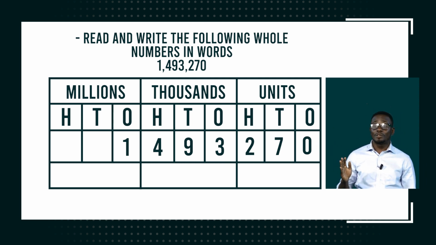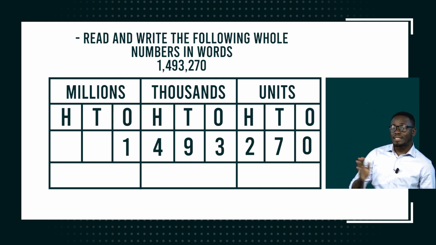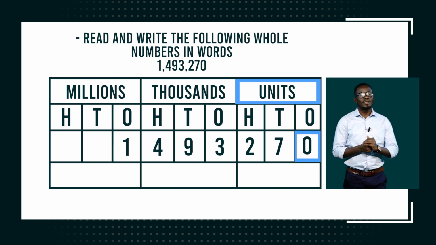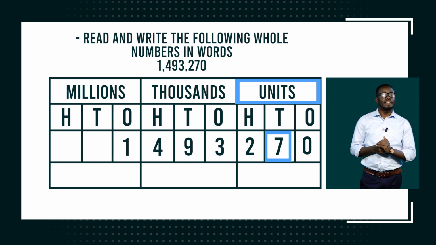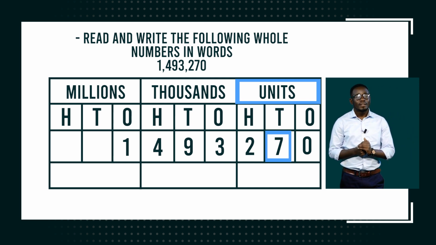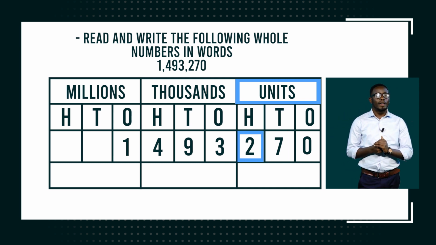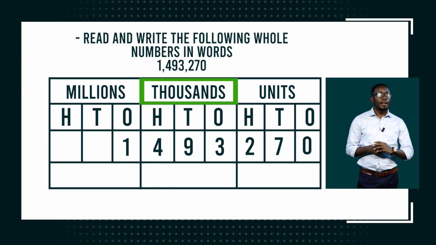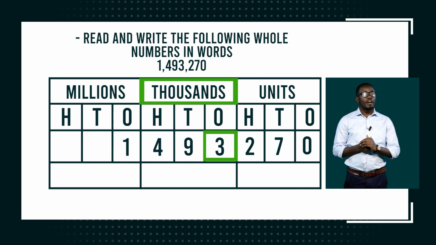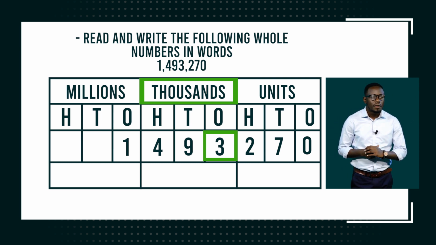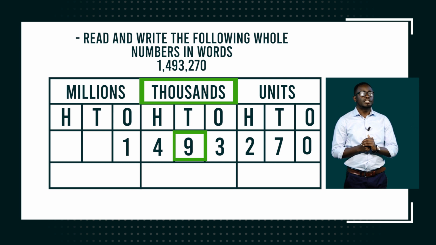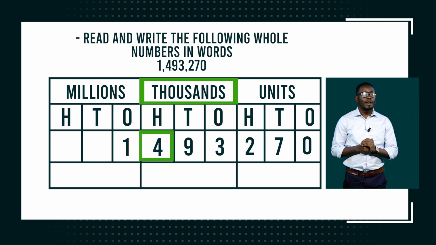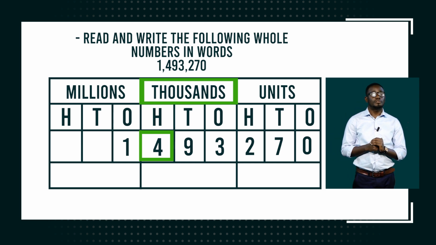Remember, we start from the right side, starting from the ones place value. Under ones, we put 0. Under tens, we put 7. Under hundreds, we put 2. Then under 1,000, we put 3. Under 10,000s, we put 9. Then under 100,000s, we put 4.